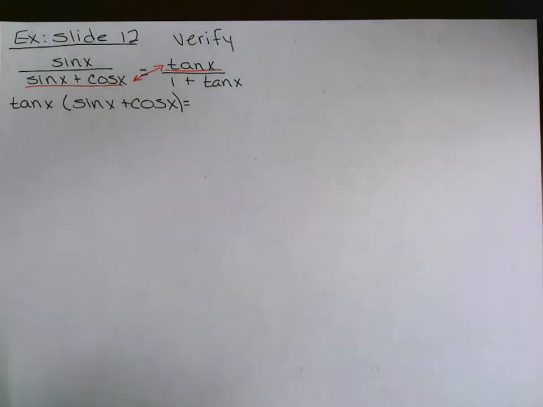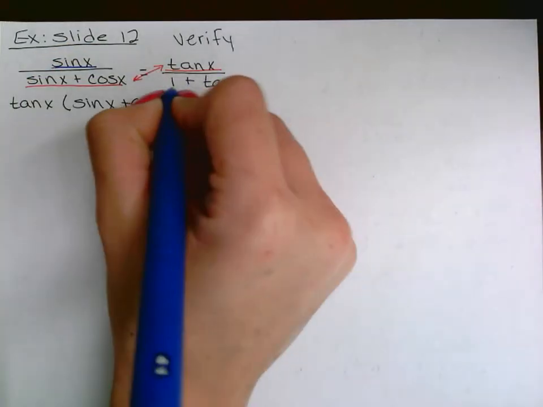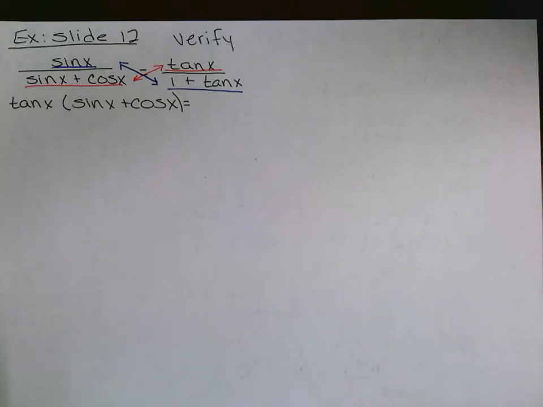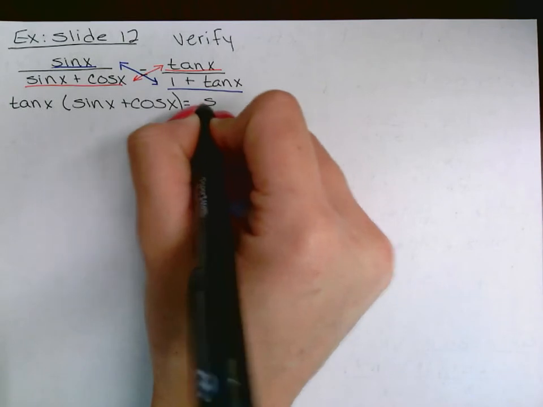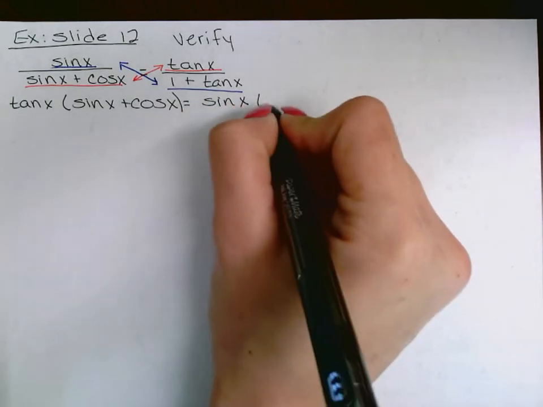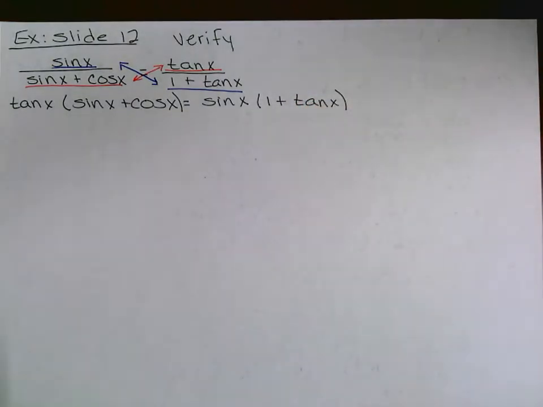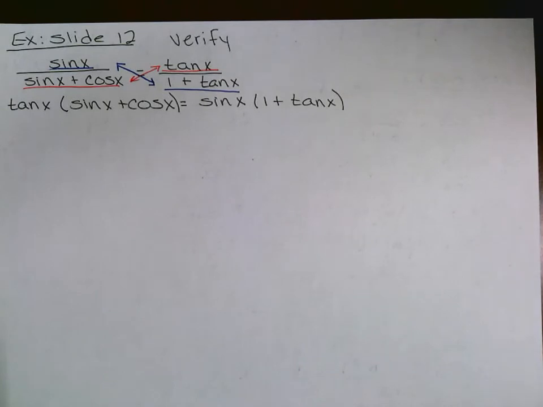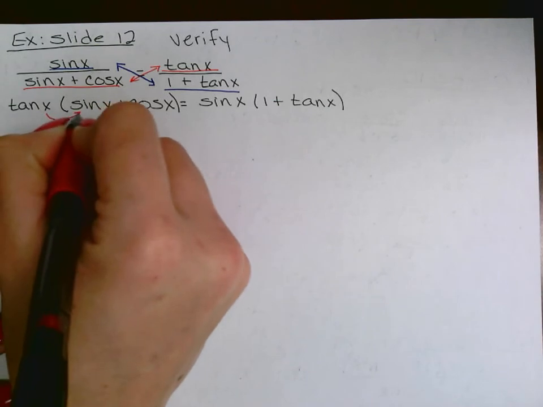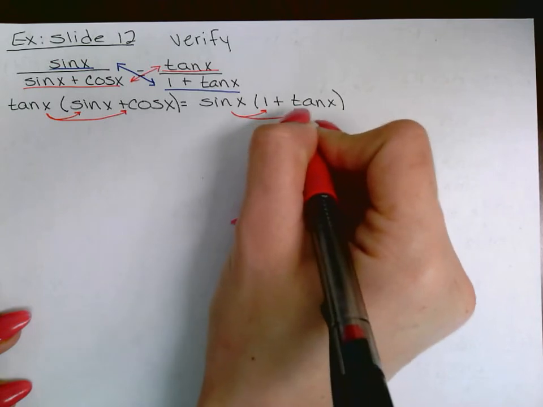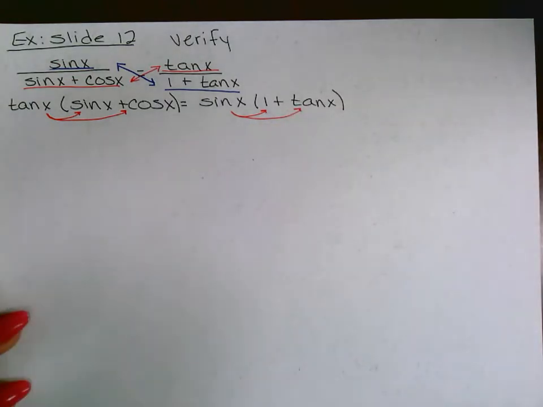Now, let me grab a different color. I'm going to do the same thing with the other side. I'm going to say the sine times the 1 plus tangent. And those two are going to get multiplied. So again, I'm going to write sine of x, and then in parentheses times 1 plus tangent of x. Now, before I start changing everything to sine and cosine, I'm going to distribute. So this tangent is going to get multiplied to both, and same for this sine. So both terms. So it's going to look a little lengthy, but bear with me. This is going to clean up really nice.